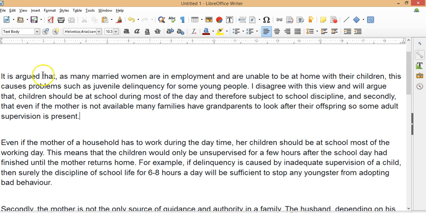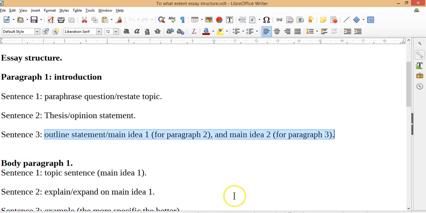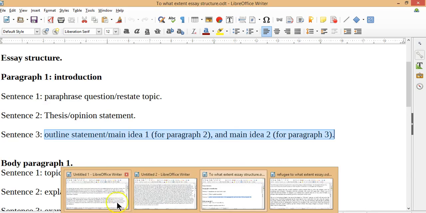Okay, so it's argued that as many married women are in employment and are unable to be at home with their children, this causes problems such as juvenile delinquency for some young people. Restate the question. I disagree and will argue that children should be at school during most of the day and therefore subject to discipline. And secondly, even if a mother's not available, many families have grandparents to look after their offspring, kids, so some adult supervision is present. So you can see in this introduction we've got a paraphrase of the question, a clearly expressed view, and an outline. Okay, so if we take a look at the other one.